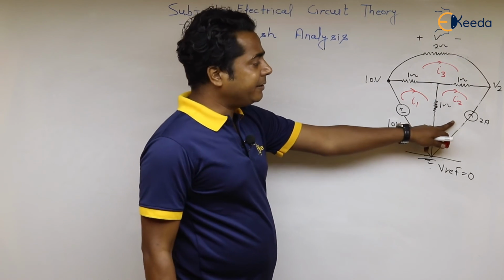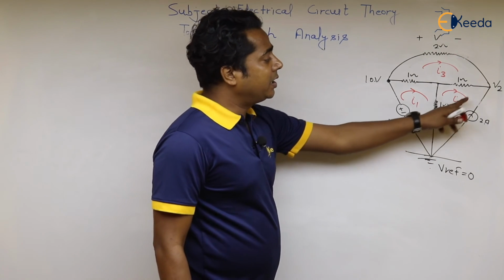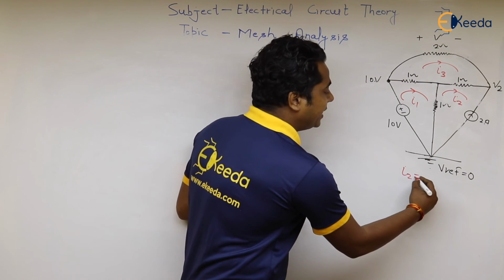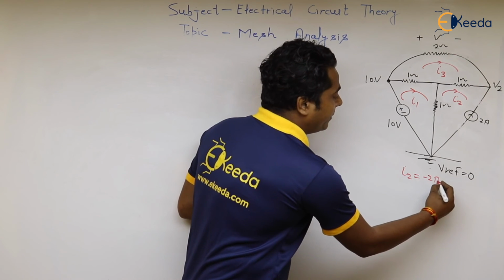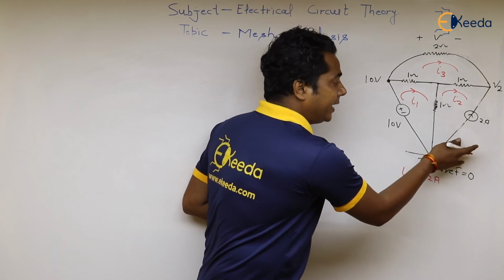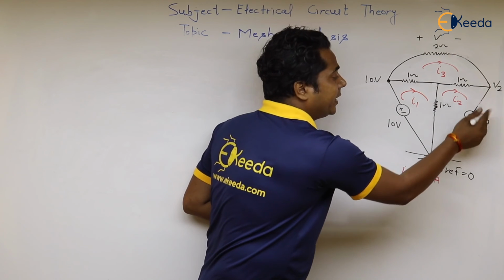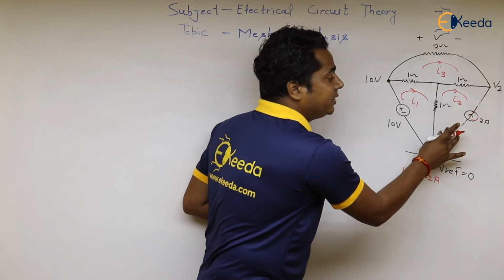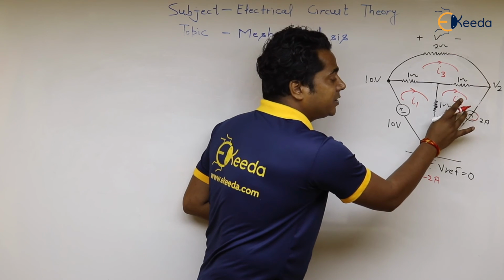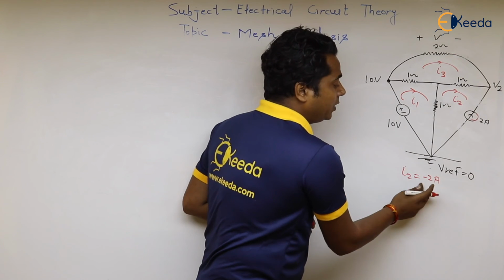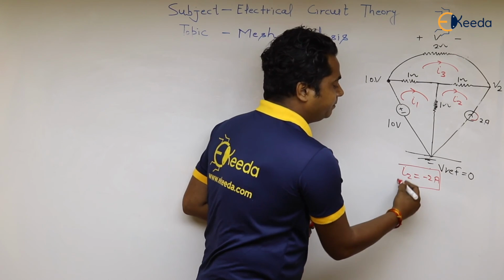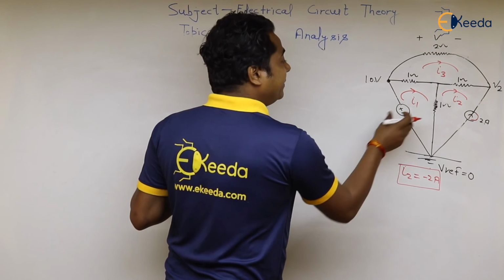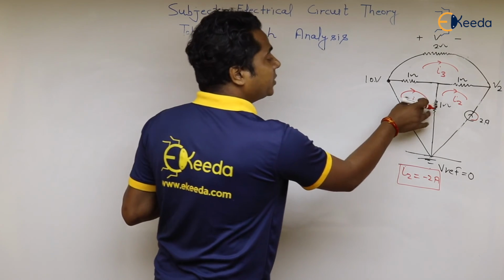In the second mesh we can say that the value of I2 is directly minus 2 ampere, because the current source is 2 ampere in this direction towards V2 and the I2 is just opposite of that. So whatever we are assuming I2 is, that is equal to minus 2 ampere. Next we will be applying KVL in mesh number 1, or we will apply the short trick.